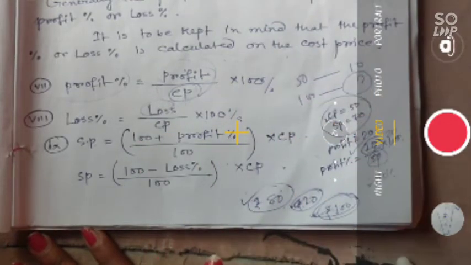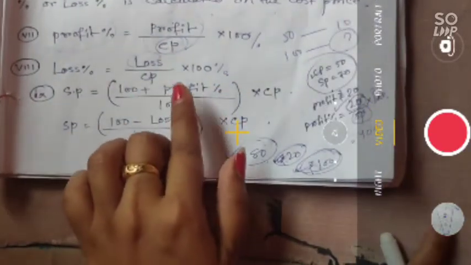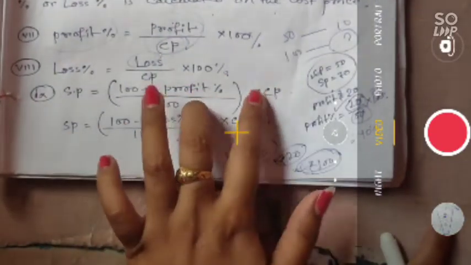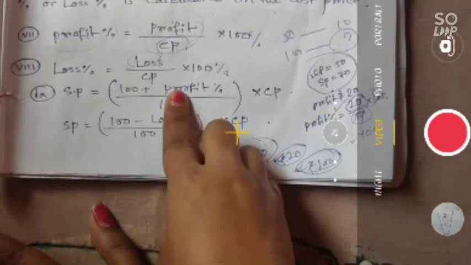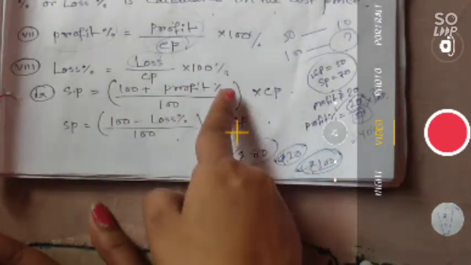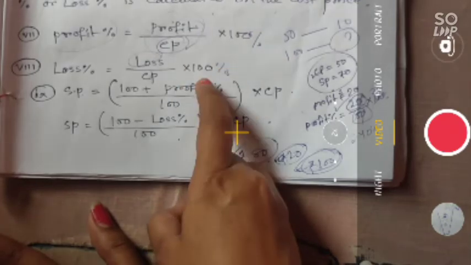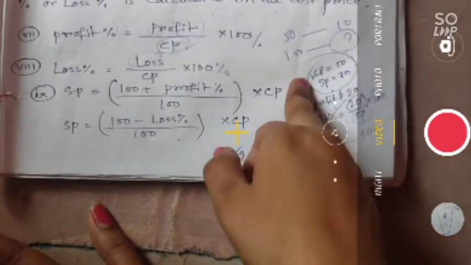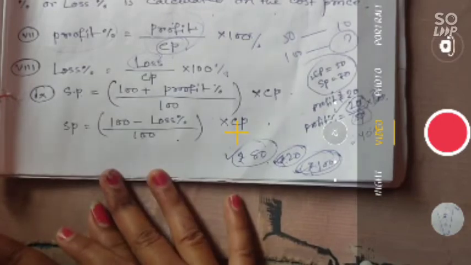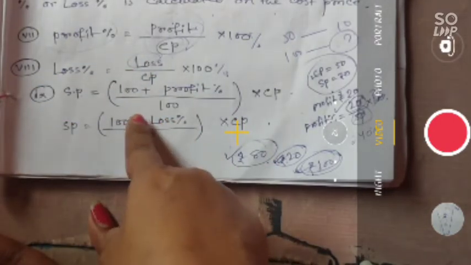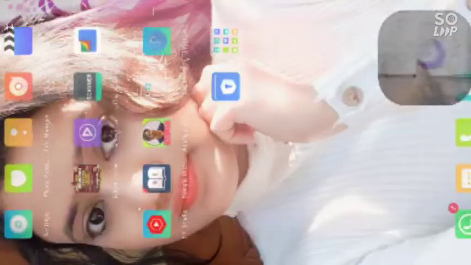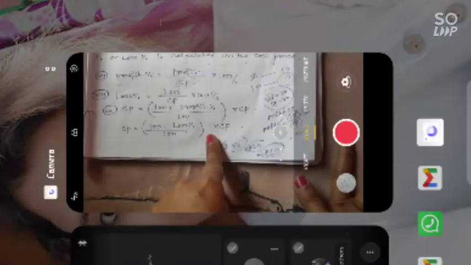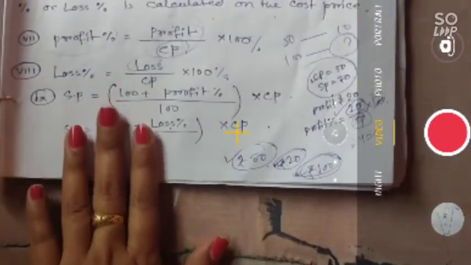So if in a question profit percent and CP is given, then you have to find the SP by using this formula: 100 plus profit percent by 100 into CP. If the profit percent is 20%, put 20 here, and if the CP is given as 100, put the CP in too, and we can find the SP. Similarly, in the case of loss, what do we do? 100 minus loss percent by 100 into CP. This is the formula when CP and loss percent or profit percent is given. Using this formula you can find the SP.